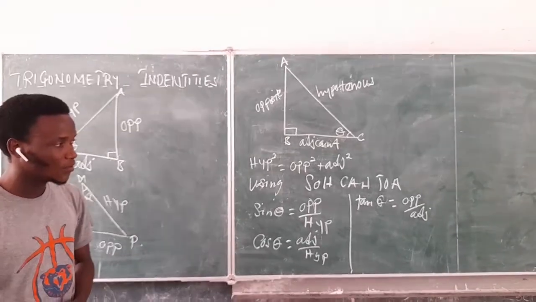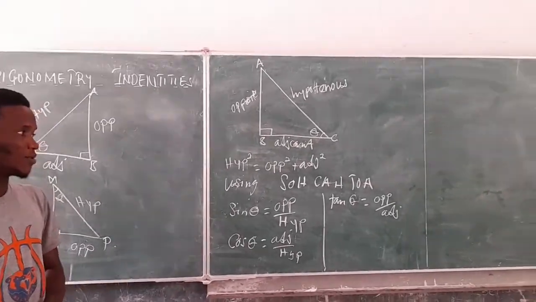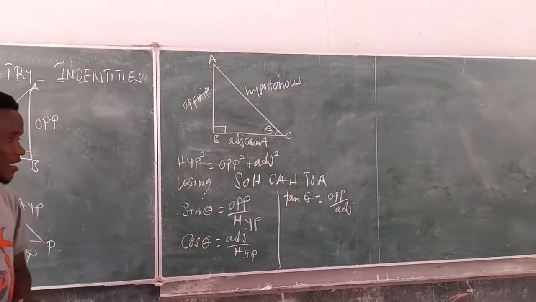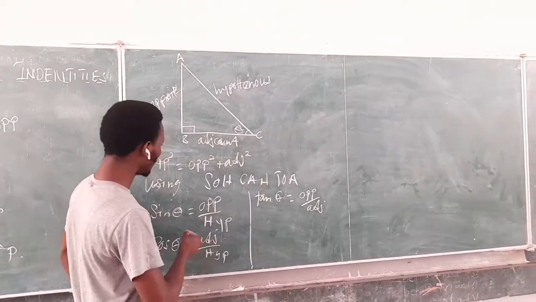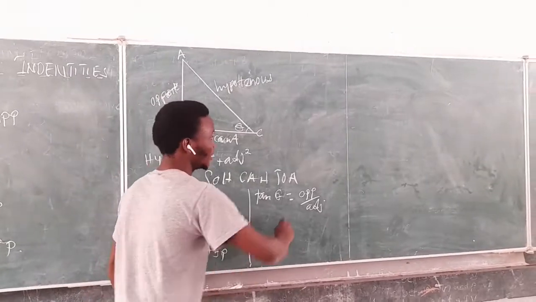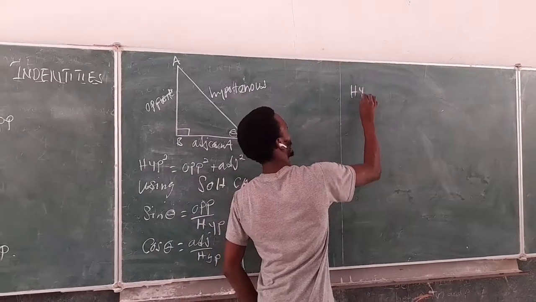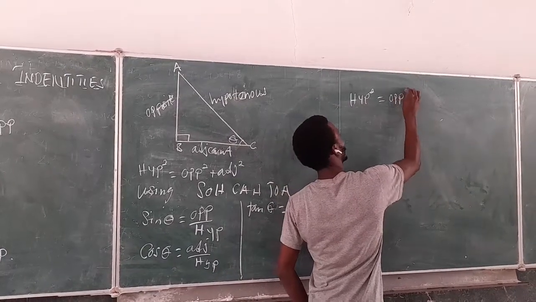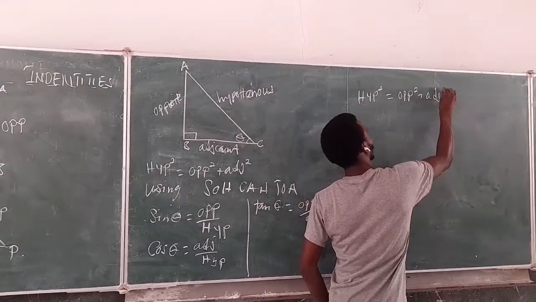Now from here we can use this Pythagorean theorem in order to find ratios, trigonometric identities that will help an individual to solve problems related to trigonometry. Okay, what we're going to do here is take this relation, which is what? We have hypotenuse squared is equal to opposite squared plus adjacent squared.